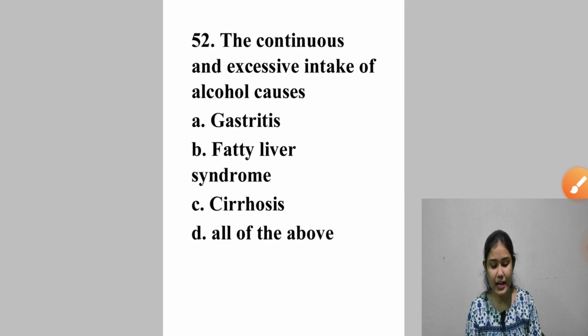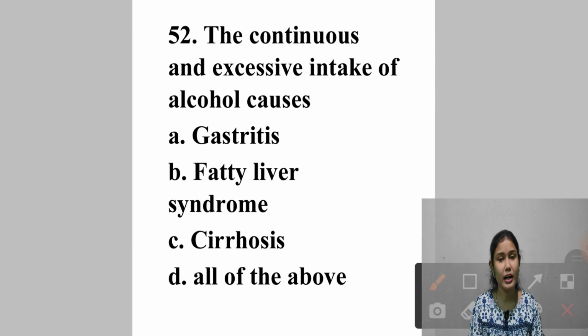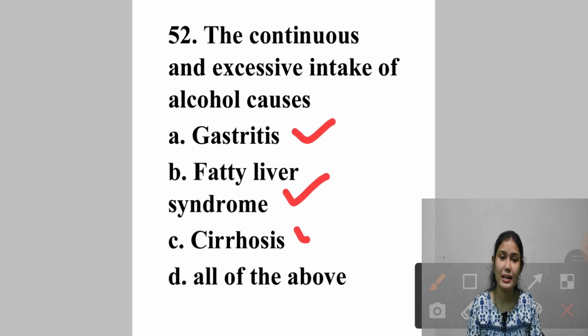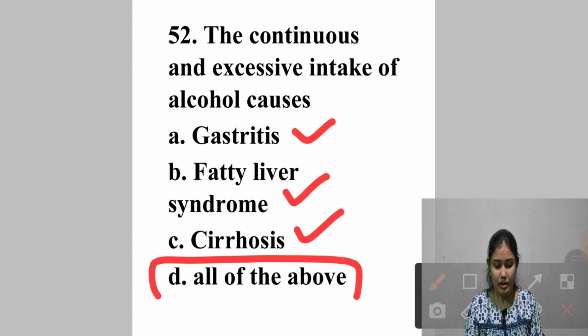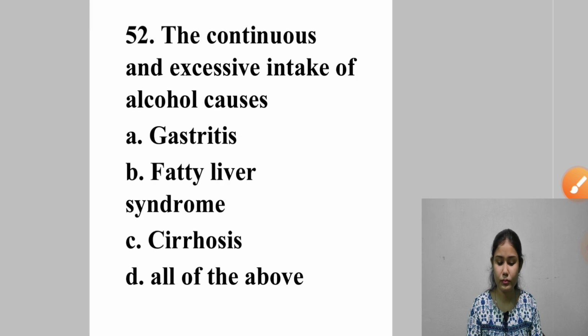The continuous and excessive intake of alcohol causes. Okay, continuous और excess में अगर हम alcohol consume करेंगे, so what will happen? A, gastritis, B, fatty liver syndrome, C, cirrhosis, D, all of the above. ये सब होता है. Okay, clear? So answer will be option D. Now come to question number 53.